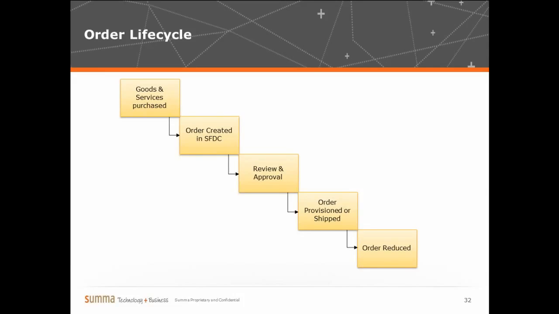Shipping information is captured on the account and order records, and workflows can be created to trigger emails or to create tasks and activities for the appropriate group to prepare the order to be shipped or provisioned. Finally, once an order is closed, if a customer requests a change order or reduction in services, a reduction order can be created from the closed or fulfilled order and is automatically related to that original parent order.